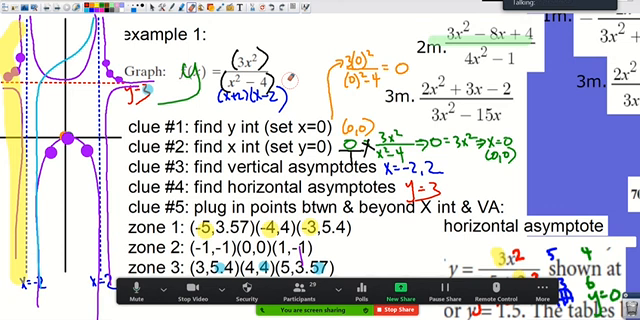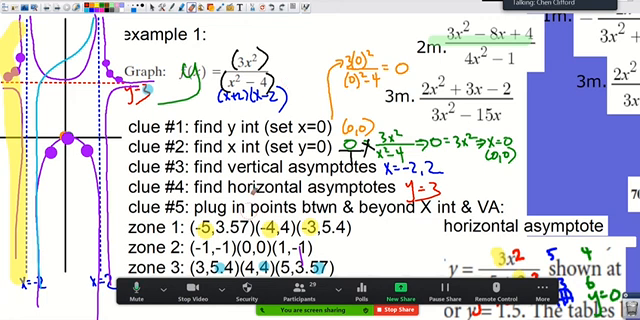Now you can start inputting values for x. I'm going to input -3 and then press enter, and I get 5.4. I'm going to input -4, press enter, and I get 4. And I'm going to input -5, press enter, and I get 3.57.